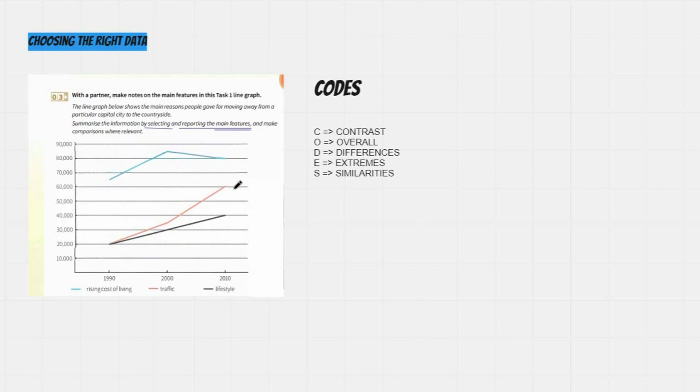Or something like, although the number of people who moved because of traffic increased most significantly, it never surpassed the number of people that moved because of rising cost of living. So you're showing, for example, that despite this being the highest growing number, it never actually overtook the number of people who moved because of the rising cost of living. So look for something that you can report using linkers of contrast, like despite, although, while, things like that.